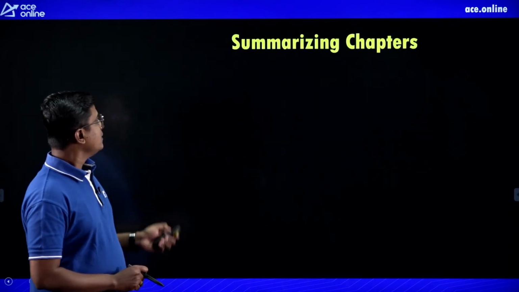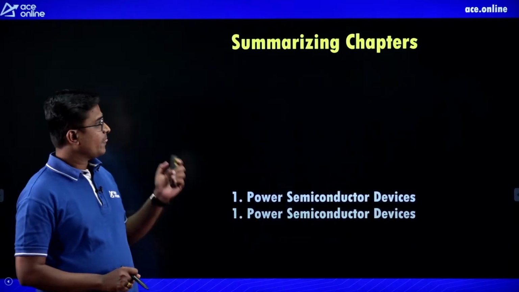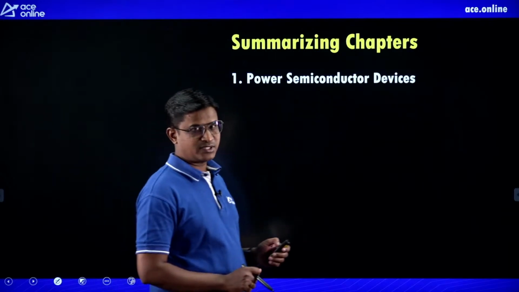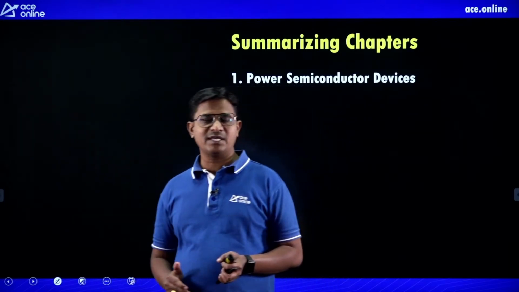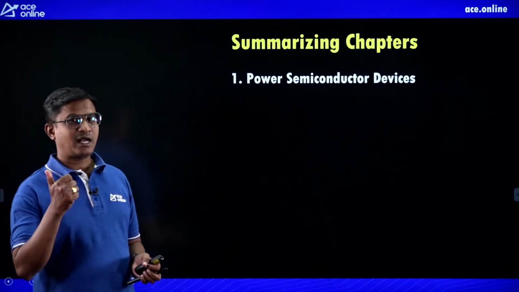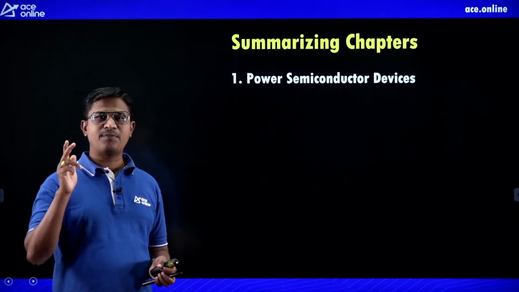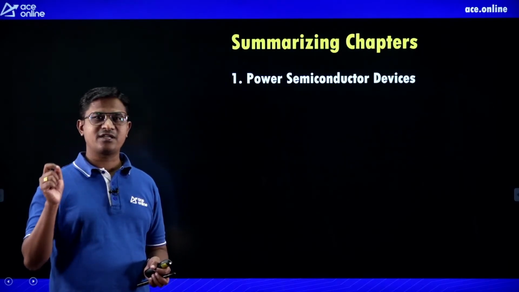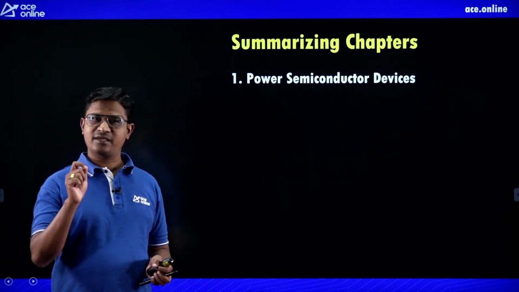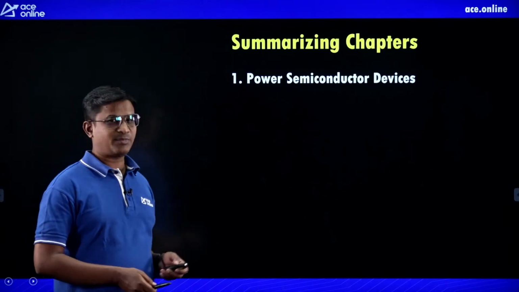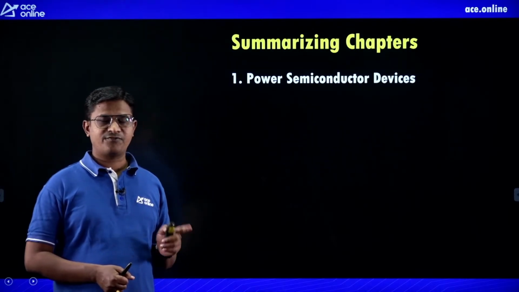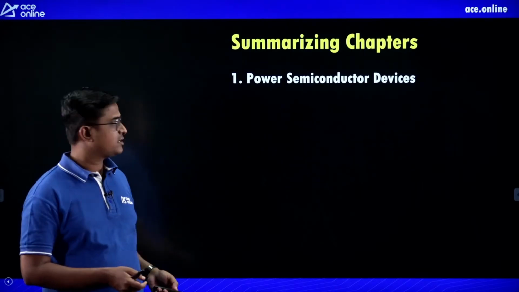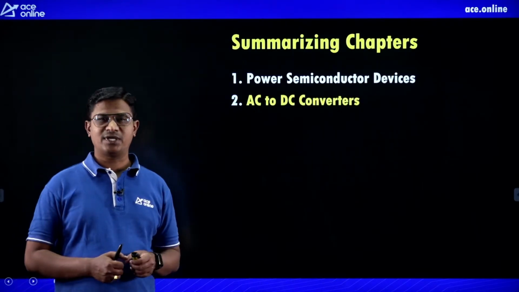So, summarizing the chapters. First is power semiconductor devices. This chapter deals with the study of semiconductor devices like power diode, transistor family devices like power BJT, power MOSFET, IGBT, and thyristor family devices like silicon controlled rectifier, GTO, triac, etc. This is chapter number 1. Regarding the first chapter, silicon controlled rectifier contents are very important.